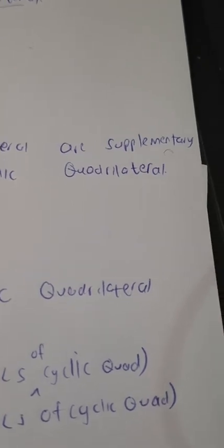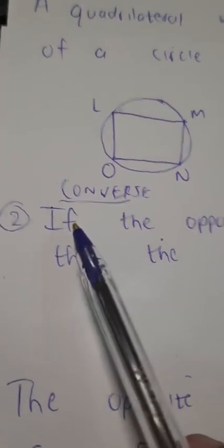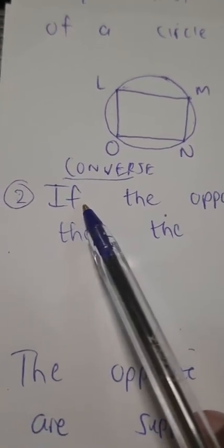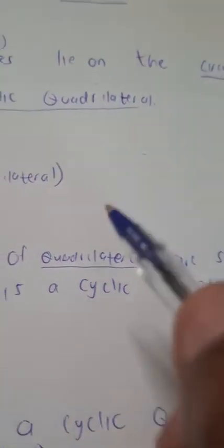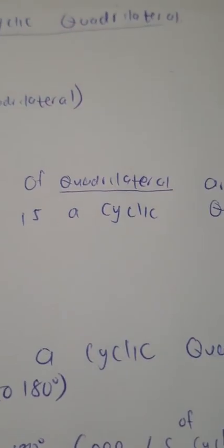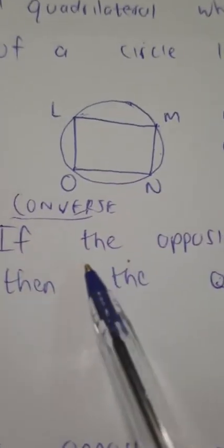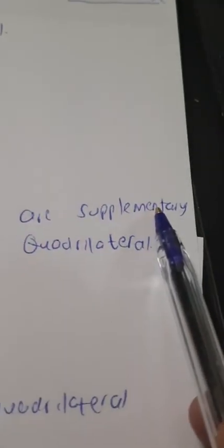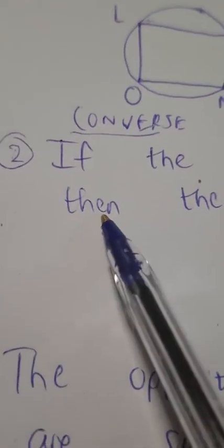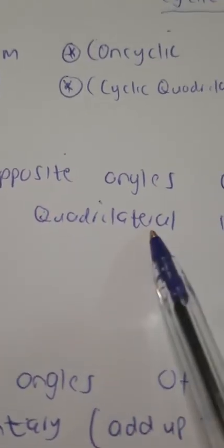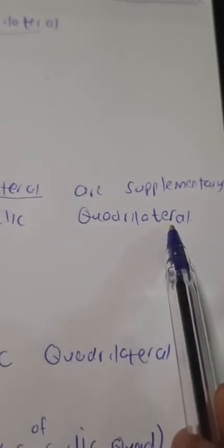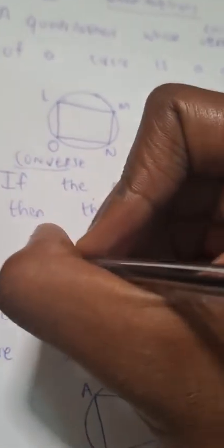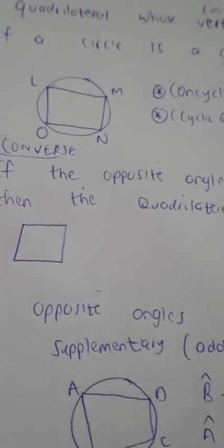Okay. And then I repeat, this is the converse of the theorem that we just did. If the opposite angles of a quadrilateral are supplementary, then the quadrilateral that you are talking about is a cyclic one. This time around, they are just talking about a quadrilateral. It's a cyclic quadrilateral.